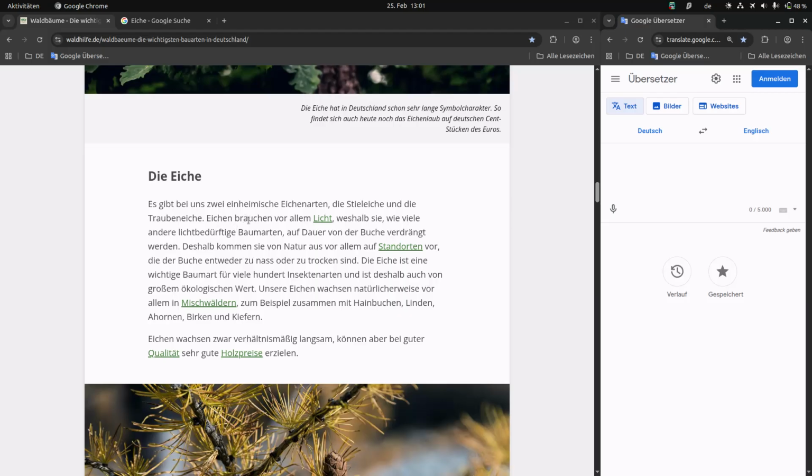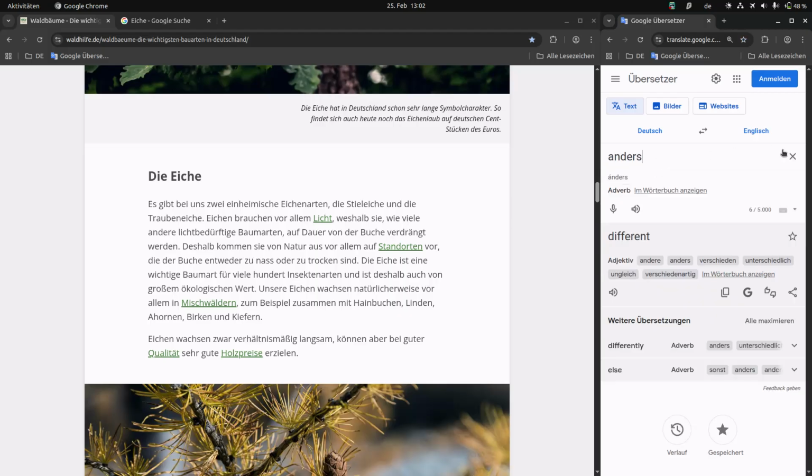So oaks need especially, or above all, light, which is why they. Sie means they in this case. It can also mean she, so in English probably it, because an oak is of course a thing. So why it, or she. Wie viele andere lichtbedürftige Baumarten? Wie, like, viele, many, andere, other. This is of course anders, different. Andere is the plural form of that.